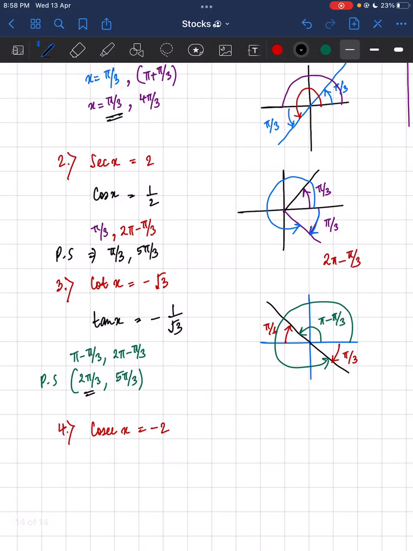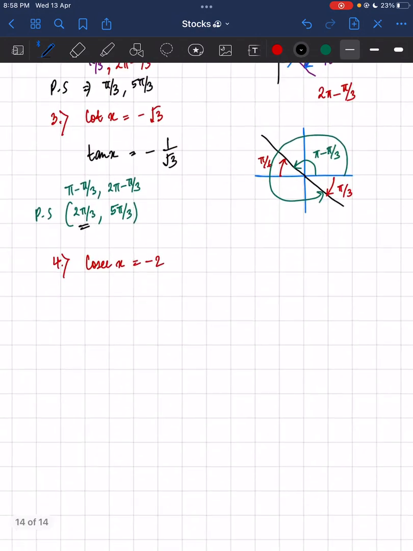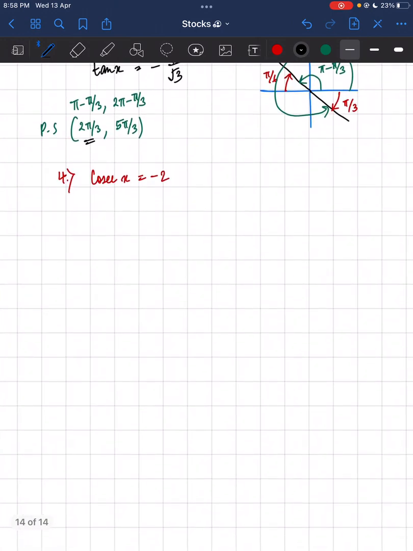Now the fourth one will be homework for you guys. What you need to do is convert the cosec functions into sin x function. Now let us do question number 5.